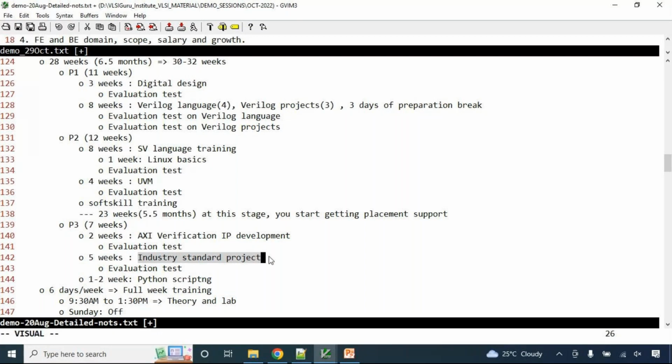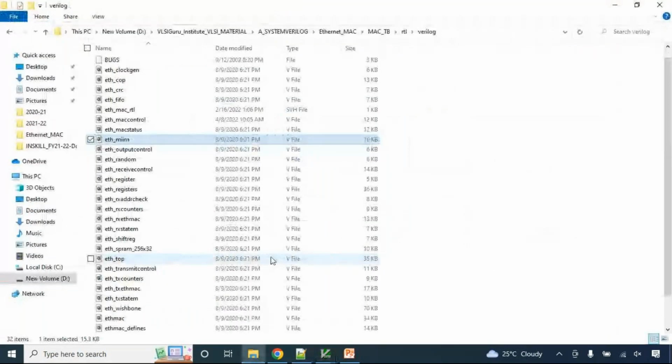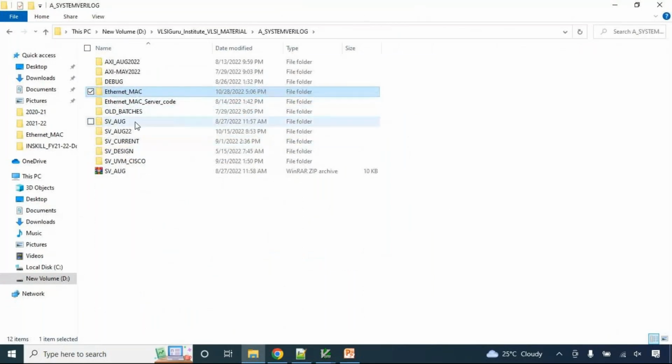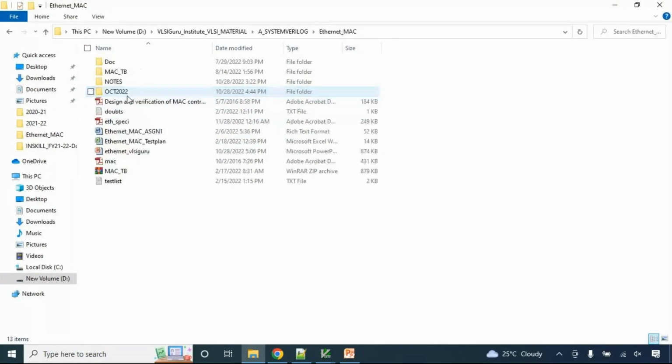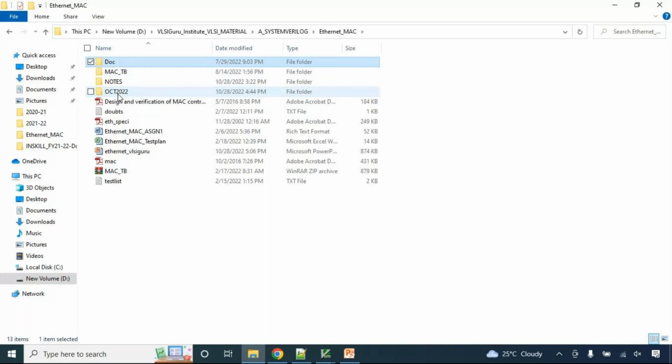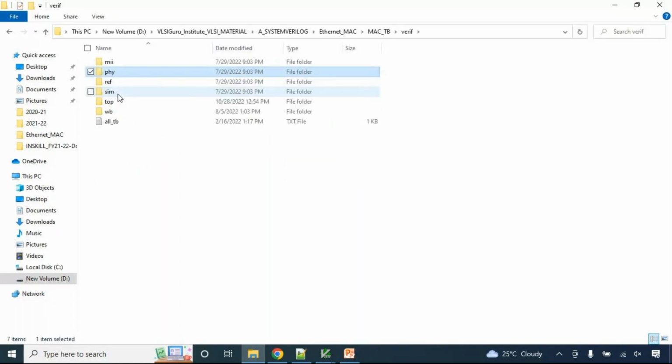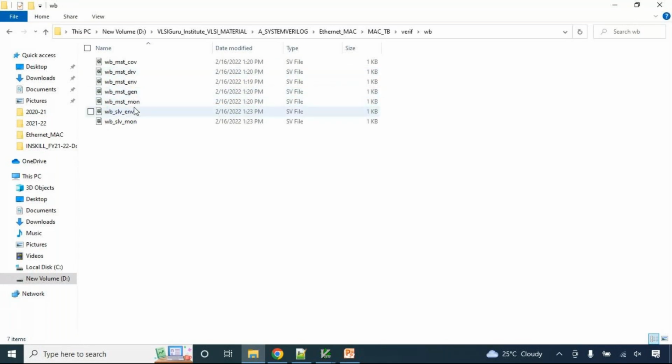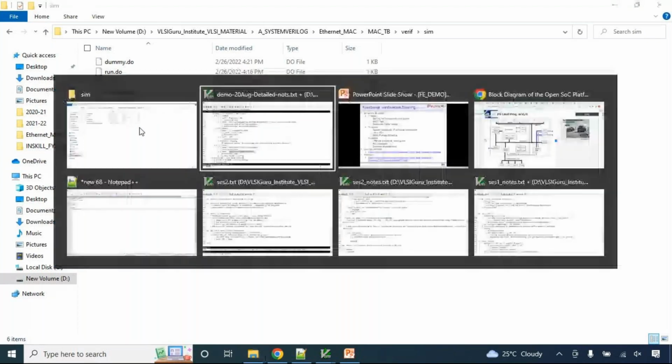Like you remember I showed you this Ethernet MAC. This project is what is being done currently. Let's say I'm doing this project for one of the batches, say October. We do everything: we develop the entire test bench, various components like different drivers, coverage, monitor, everything. Then we run the simulation, analyze the coverage. All of that will be done as part of this.